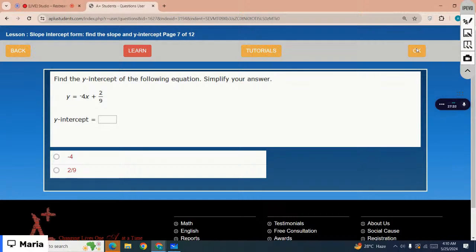Find the y-intercept of the following equation. Y equals negative 4x plus 2 over 9. So which is the correct option? The y-intercept is 2 by 9. Okay, you can complete the lesson by yourself later today. Let me just move on to next lesson.